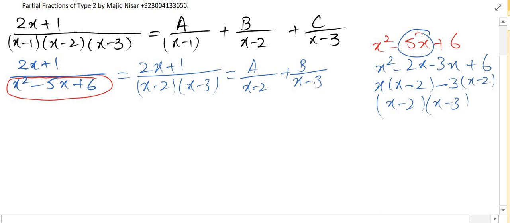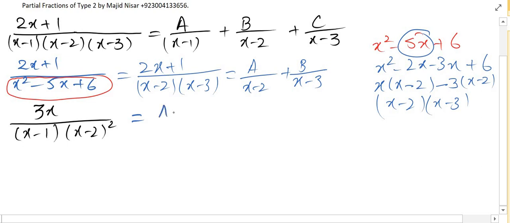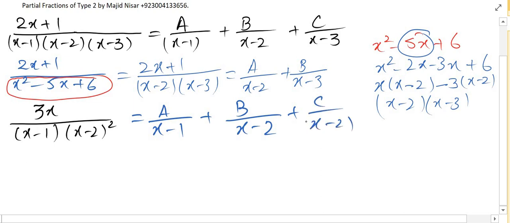What is type 2? In type 2 we have to solve a fraction which has repeated factors in the denominator. For example, a fraction like 3x over x minus 1 times x minus 2 square. So x minus 2 is repeating here. X minus 2 square means x minus 2 appears 2 times, because x minus 2 multiplied by x minus 2 is x minus 2 square. So in this type of fraction, how can we write it? We can write it as a over x minus 1 plus b over x minus 2 plus c over x minus 2 square.